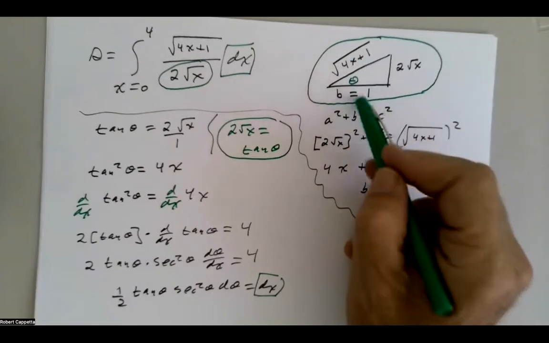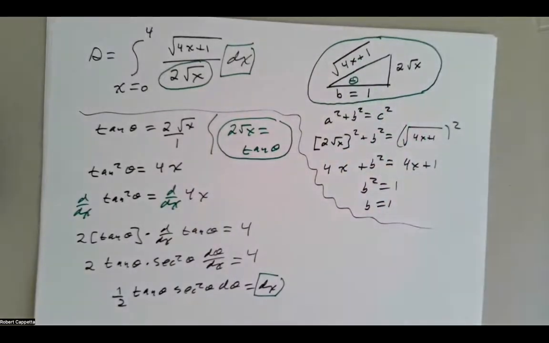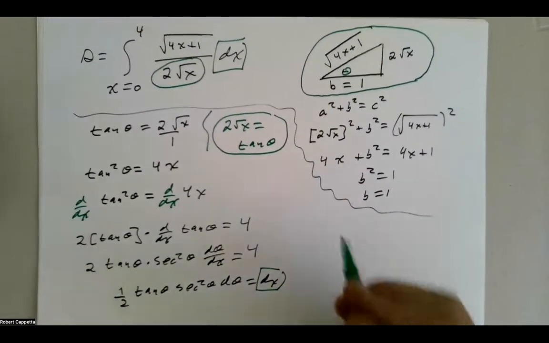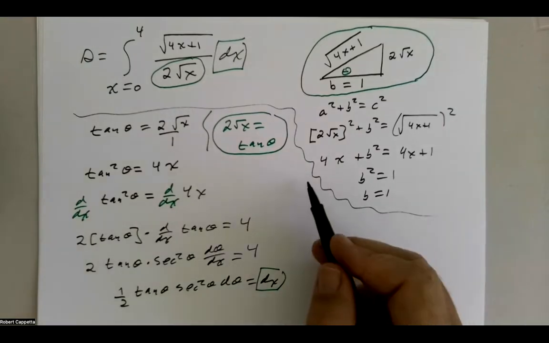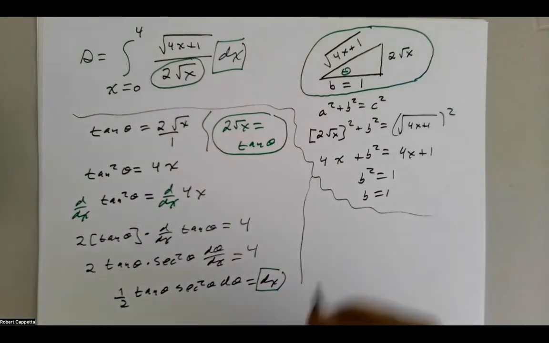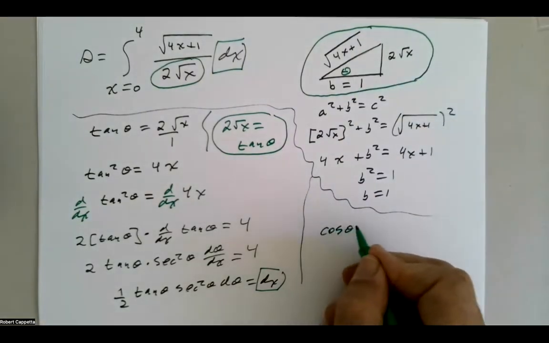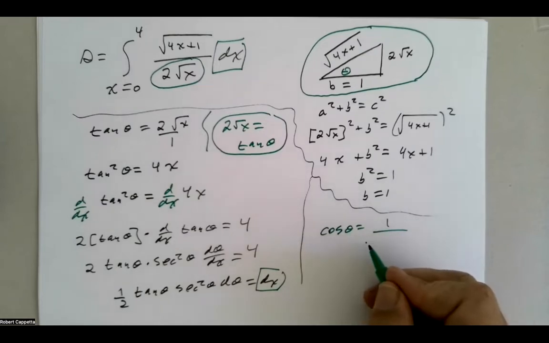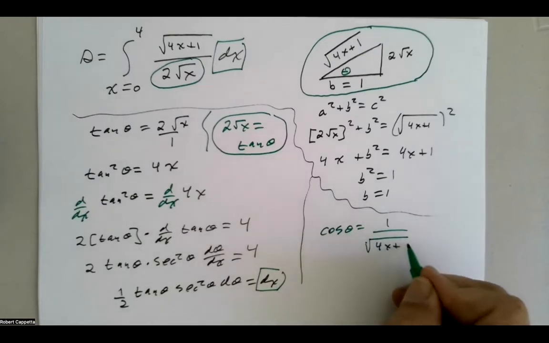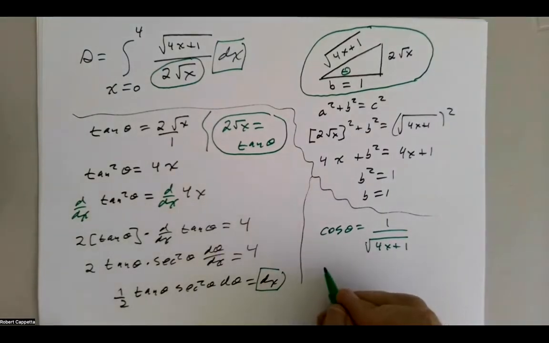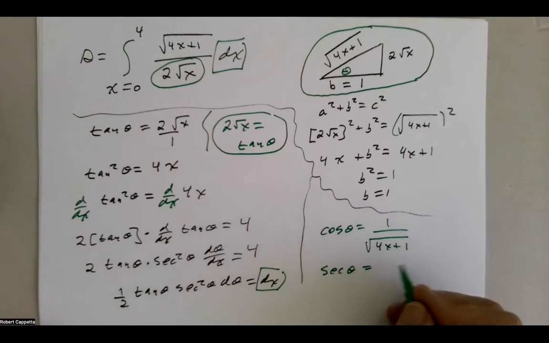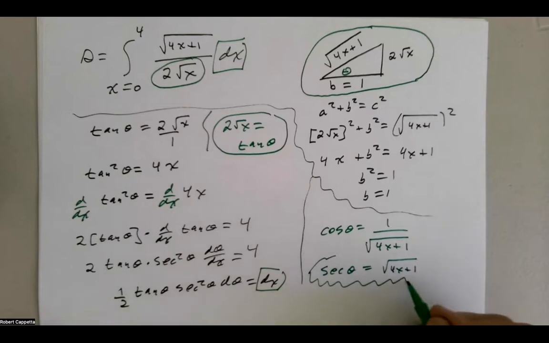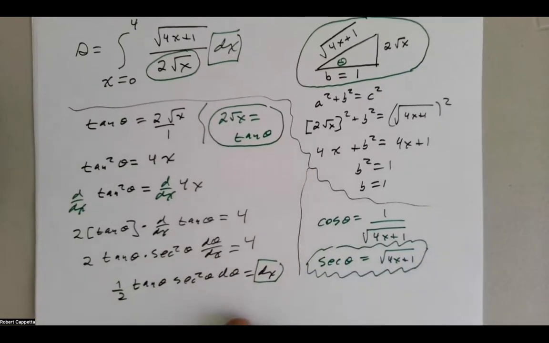If we use cosine, cosine is adjacent over hypotenuse, or secant is hypotenuse over adjacent. So looking at that last piece of this puzzle, where does that put me? Cosine theta is 1 over root 4x plus 1. So take the reciprocal of both sides. Reciprocal of cosine is secant theta. Reciprocal of 1 over root 4x plus 1 is root 4x plus 1. So where does that put me? That is the third piece. Good.